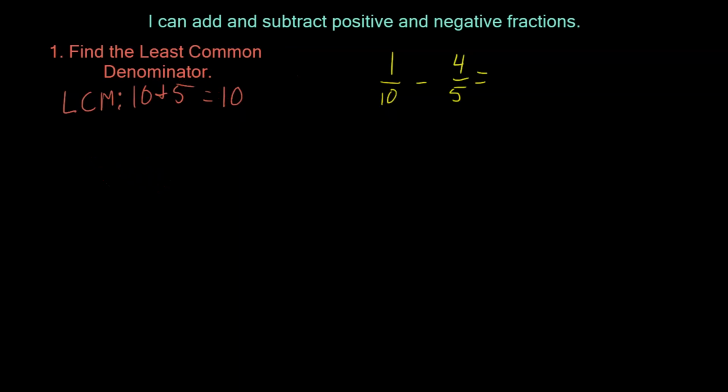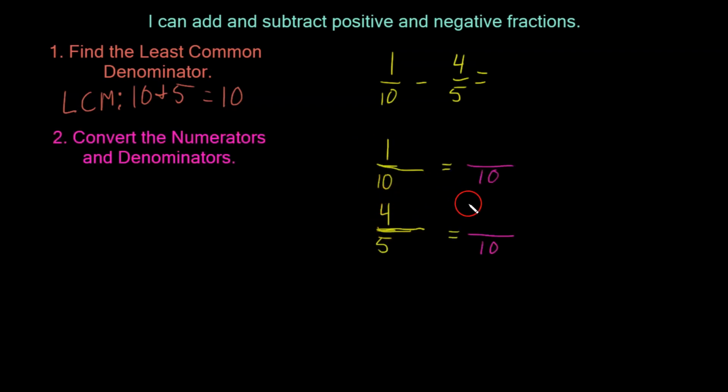And our next step is going to be to convert the numerators and the denominators. So we have 1/10 and 4/5, and we want the denominators of each to be 10. Well, we don't really need to do anything here, so this is just going to stay right at 1/10 because it's already there. And now down here we ask ourselves, 5 times what gives us 10? Well, 5 times 2 gives us 10. If we multiply the denominator by 2, we also have to multiply the numerator by 2. So up here we get 8/10. So we have 1/10 and 8/10. And now we have converted the numerators and the denominators.